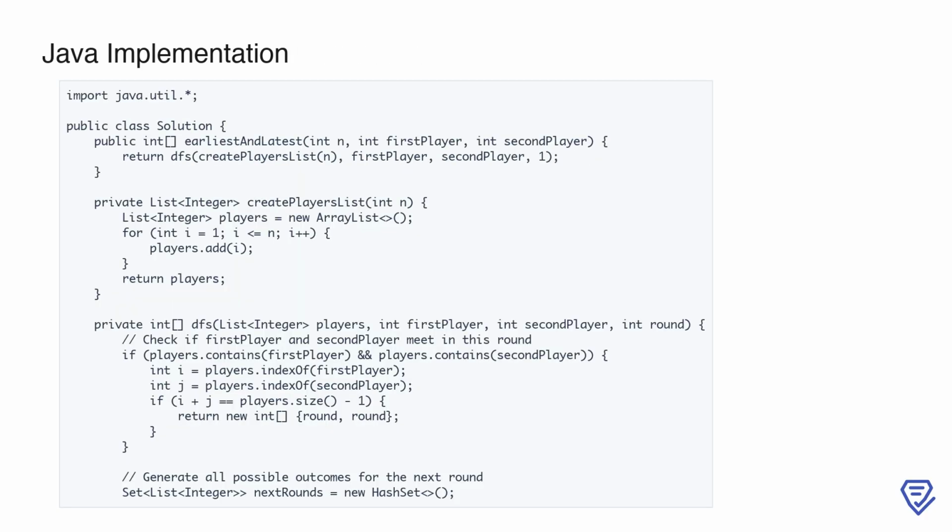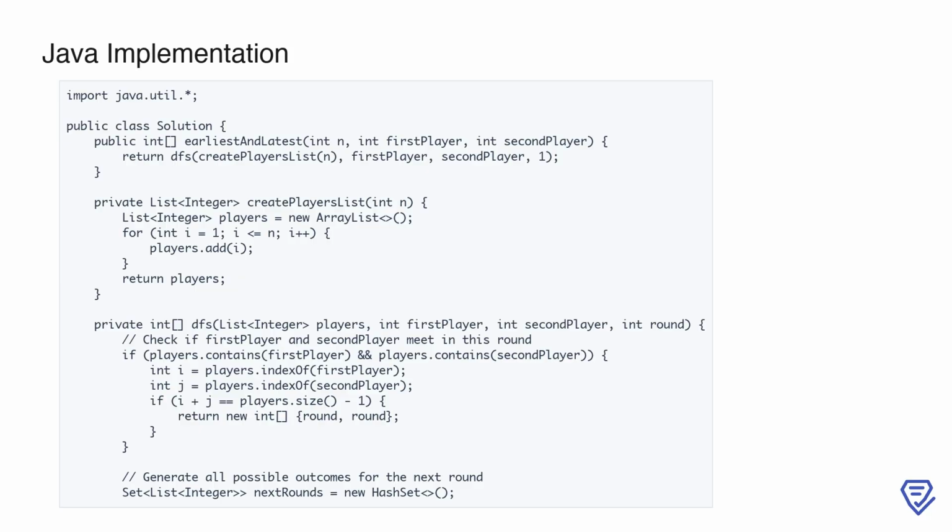Here, we start by defining a solution class with the main method earliest and latest. This method takes three inputs: the total number of players, the indices of the first and second players, and returns an array containing the earliest and latest rounds in which those two players might compete. To achieve this, we call a helper method DFS, passing in a list of players created by the createPlayersList method, the indices of the two players, and the current round number, which begins at 1. The createPlayersList method generates a list of integers representing all the players, numbered from 1 to n, which will be used to simulate the rounds.